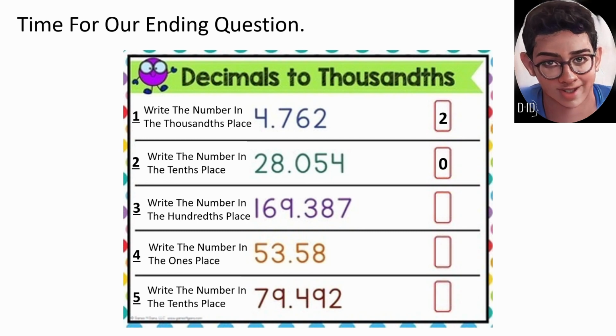3. Write the number in the hundredths place. The answer is 8. 4. Write the number in the ones place. The answer is 3. 5. Write the number in the tenths place. The answer is 4.